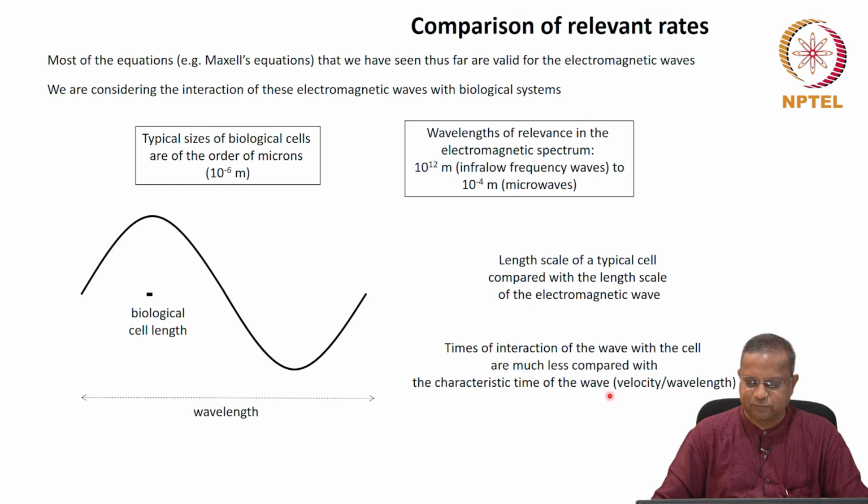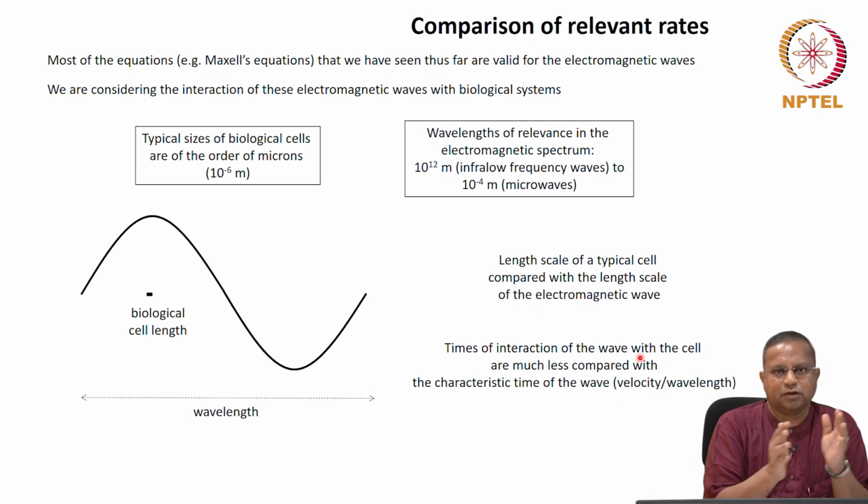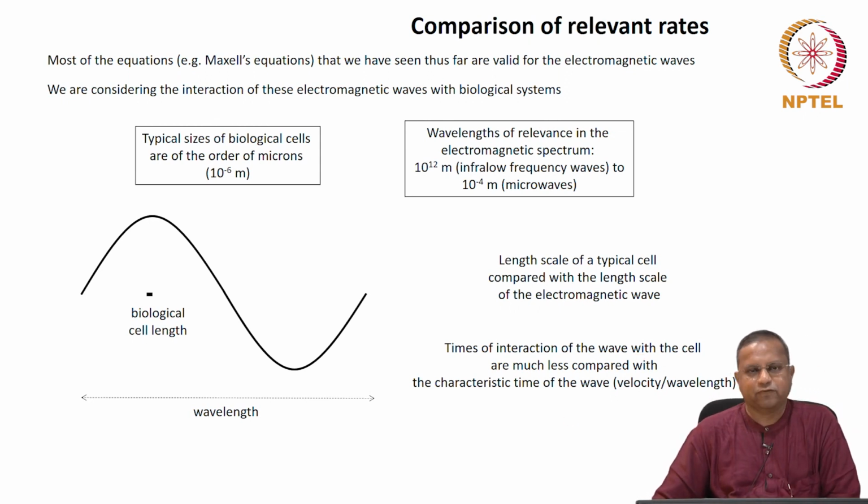So the characteristic time of the wave, and you compare it with the times of interaction of the wave with the cell. The times of interaction of the wave with the cell are much, much smaller compared to the characteristic time of the wave. So the lengths are very different, and therefore the times of relevance are very different. And recall that Maxwell's relations describe this and not this. That is what is going to help us now.